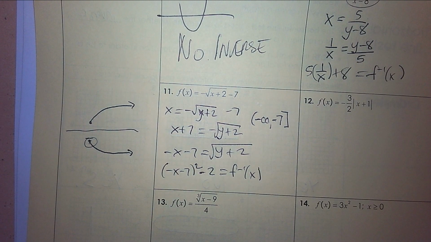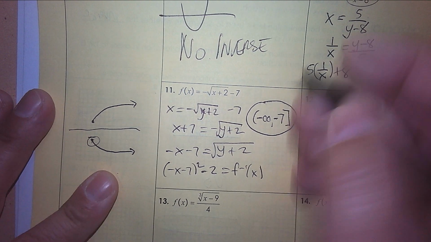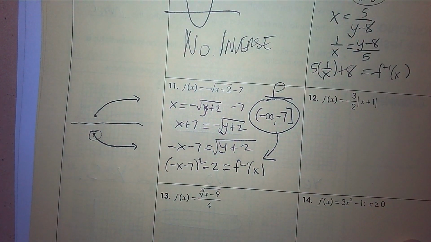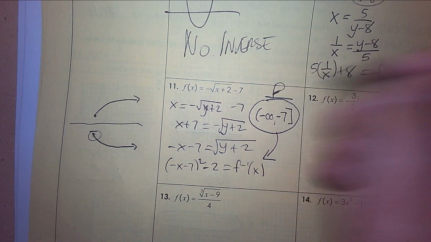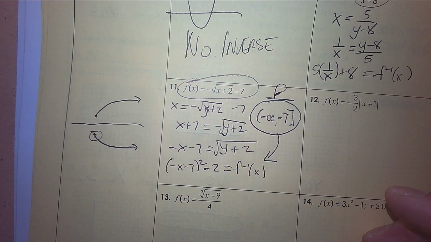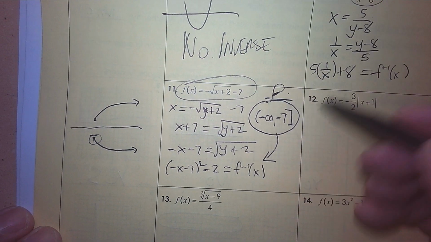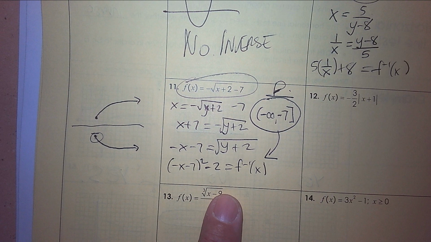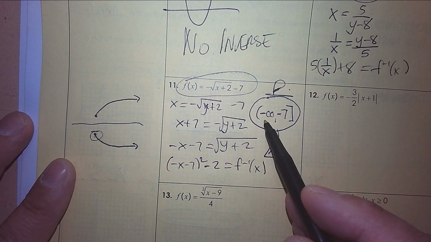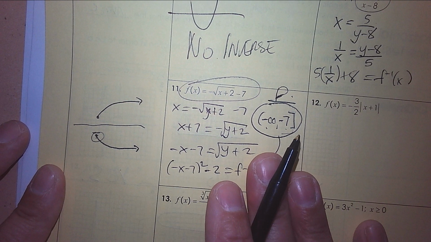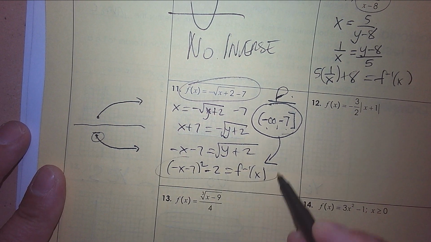So, what's my domain of my inverse? The same as the range of this. So if there's a restriction, we need to know the range in order to write down the domain of the inverse. A little tricky, right? So I can plug in from -infinity to -7, and that's it. This, if I graph it, needs to be half a parabola.